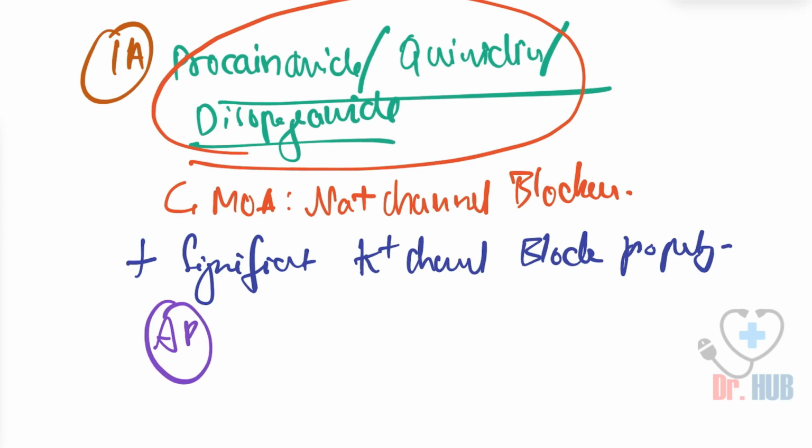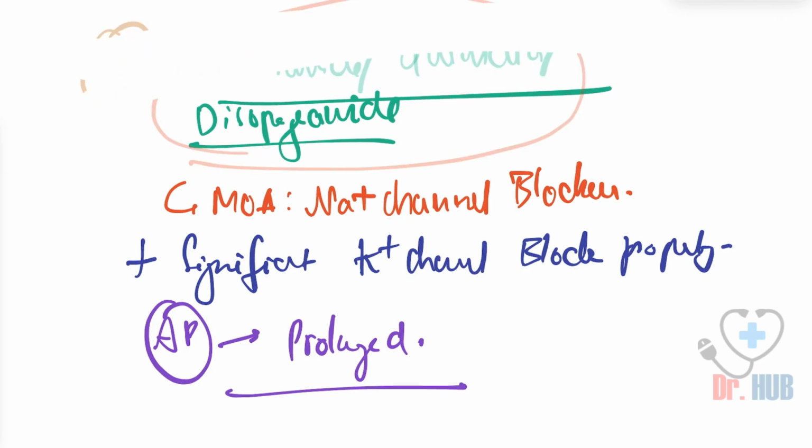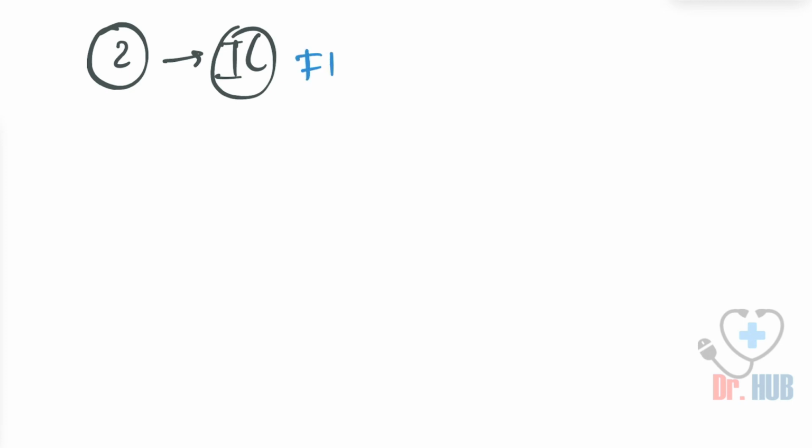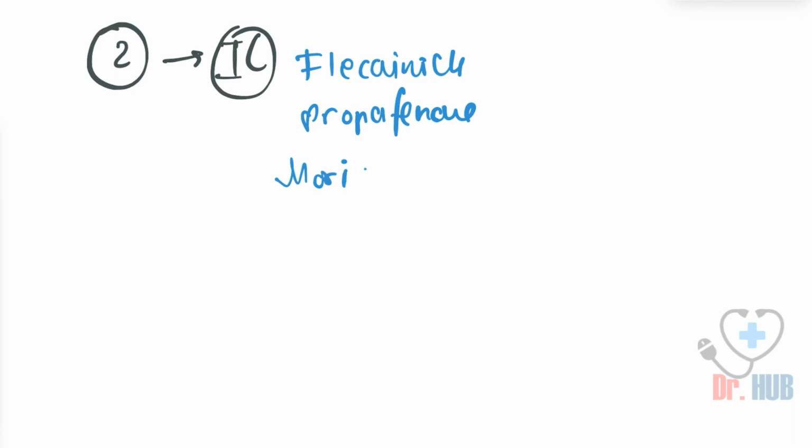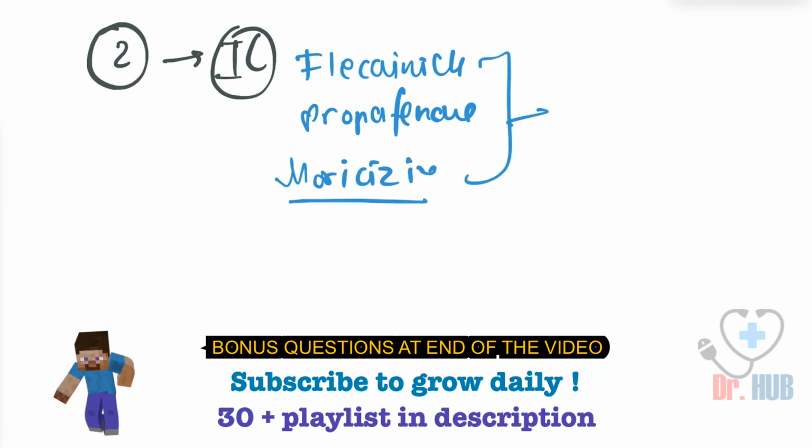So what about the AP duration? The action potential duration is prolonged. So this was the first question we saw. Then moving on to question number 2. Here we asked what the class 1C drugs are, their mechanism of action, and the effect on the action potential. The drugs include flecainide, propafenone, as well as moricizine.